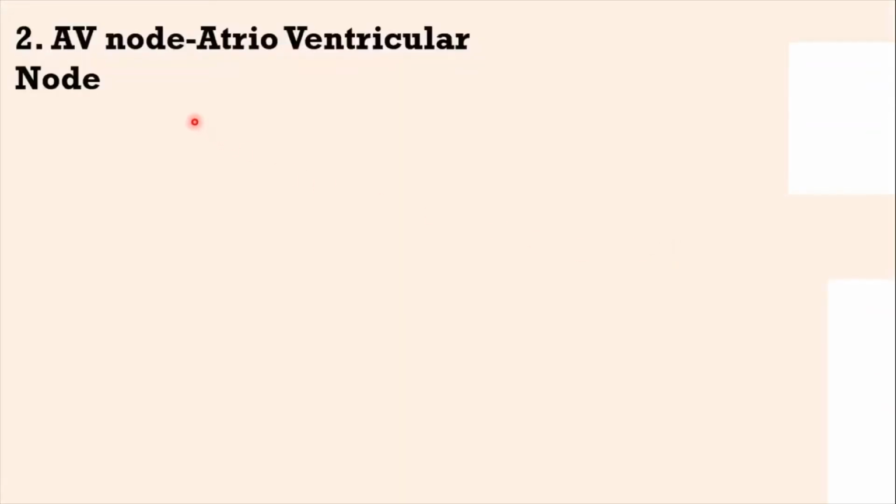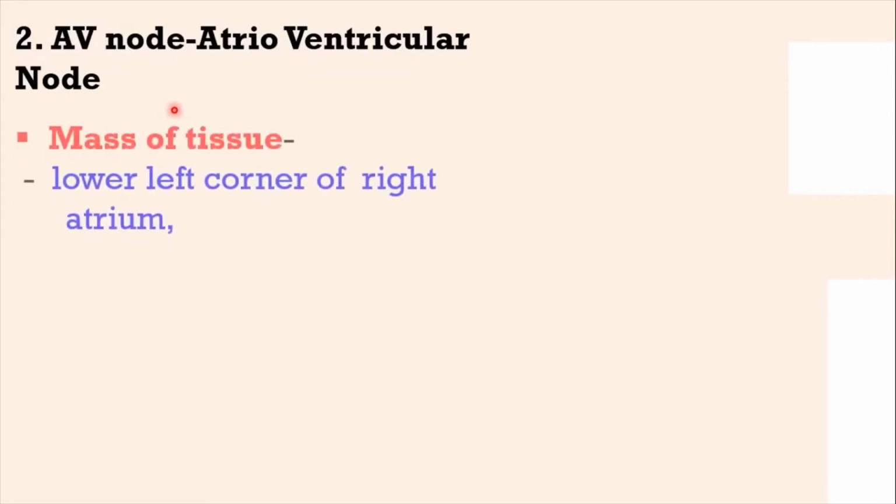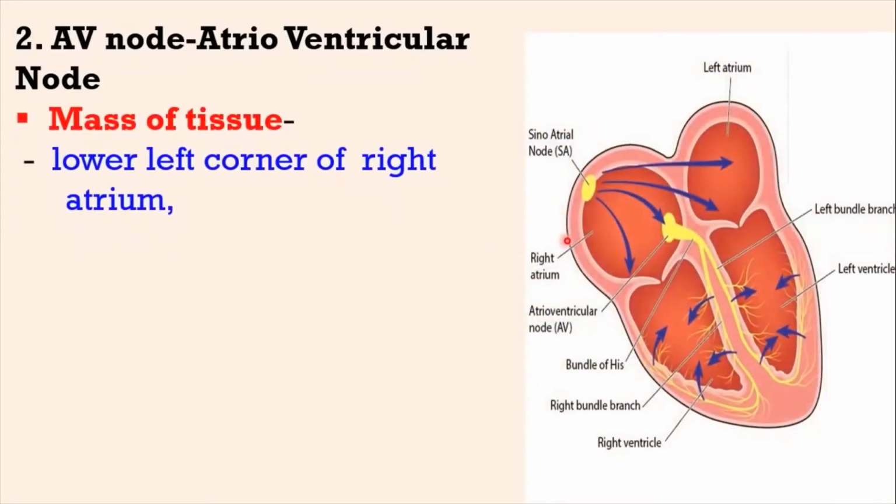Let's get into the next part, the AV node or atrioventricular node. Another mass of nodal tissue is present at the lower left corner of the right atrium. Observe the picture carefully. This is the right atrium, lower part of right atrium, left region of right atrium. So the AV node is located at the lower left corner of the right atrium. The SA node is present at the upper right side of the right atrium.